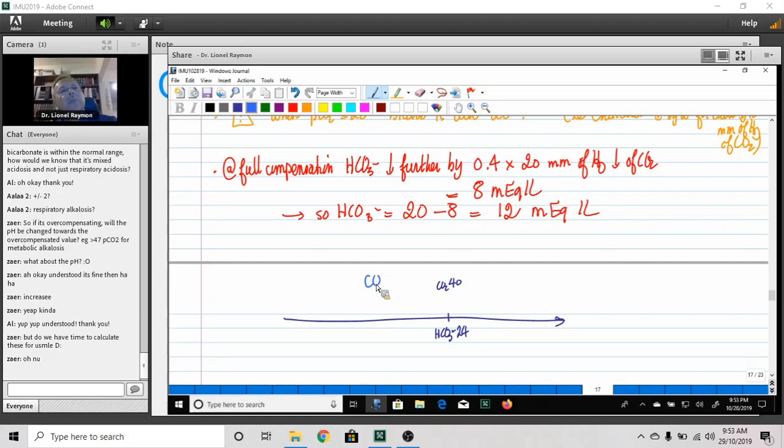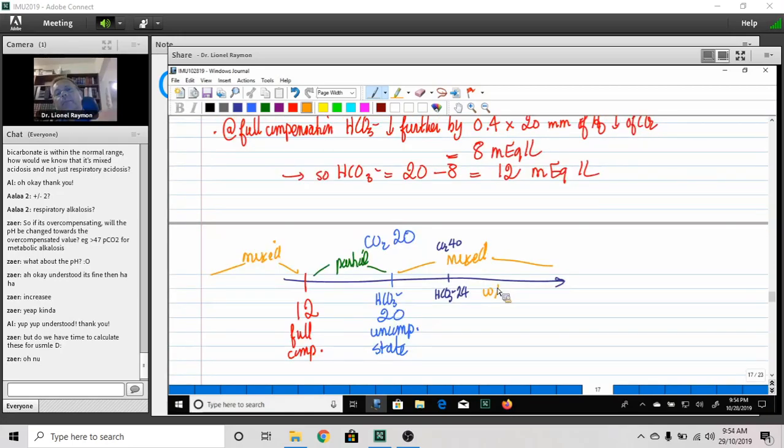So one last time, it means between 20 and 12 you have partial compensation, and anything on either side you have mixed disorders. Of course, here you mix with metabolic alkalosis, too much bicarb, whereas less than 12 you mixed with metabolic acidosis.